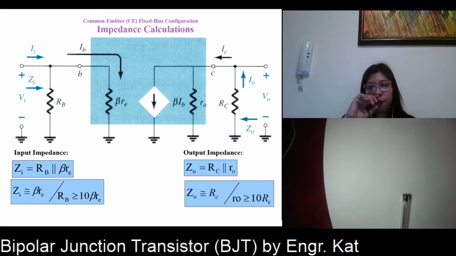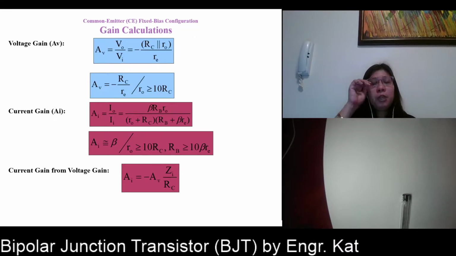So here are the formulas for the gain calculations. Your Av is RC parallel ro divided by re, with a negative sign. But when ro is very, very large, the parallel combination nears the value of RC, therefore making your voltage gain minus RC over re. So every time you use the common emitter configuration, always remember that your voltage gain is negative. That means the output is 180 degrees out of phase with its input.